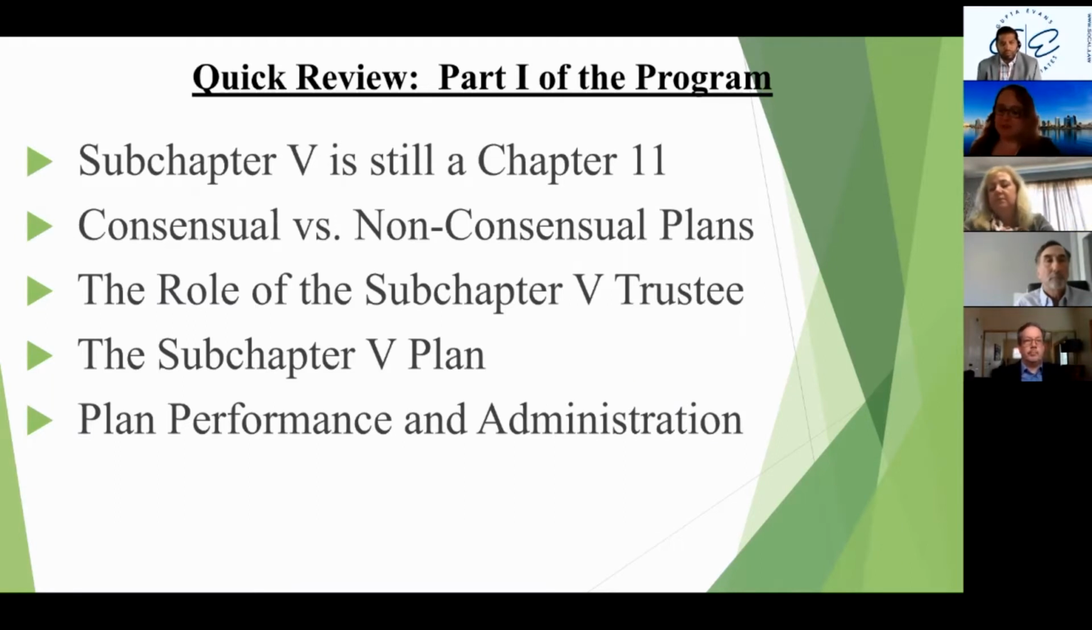And just to wrap things up with our review, on plan performance and administration issues, we go back to the distinction between consensual and non-consensual plans. When a plan is consensual, the trustee will only make the first payment and then the debtor will take over. When a plan is non-consensual, the trustee will be charged with the task of making those payments. That's just one example of one of the differences in plan performance and administration.